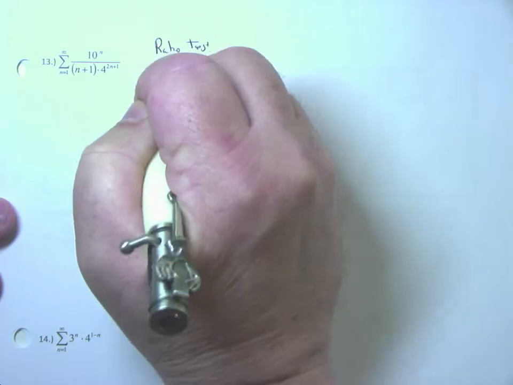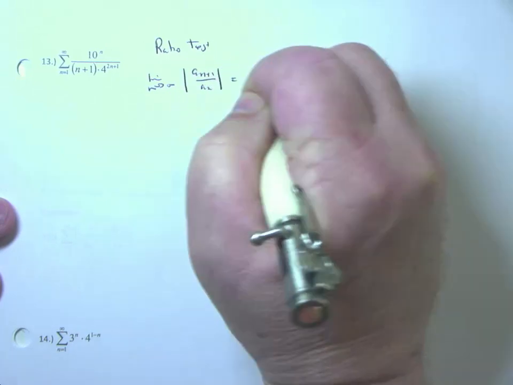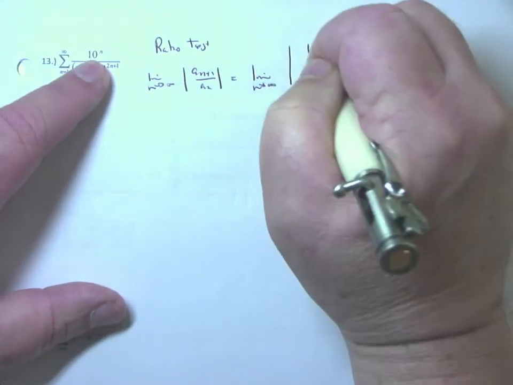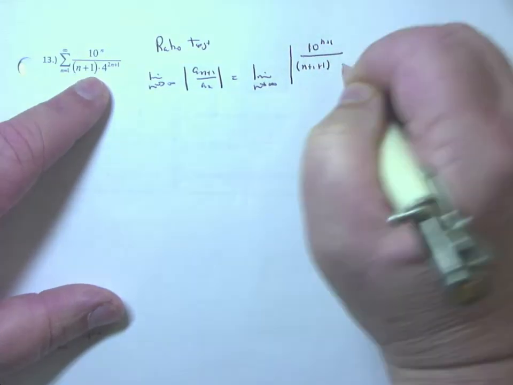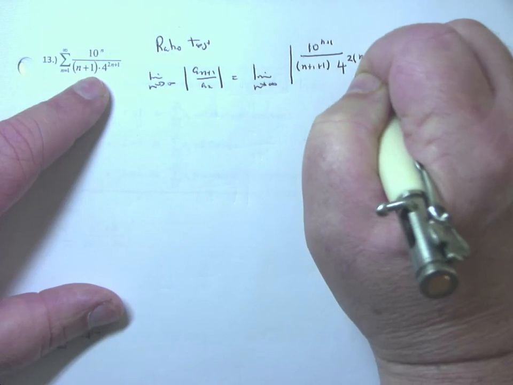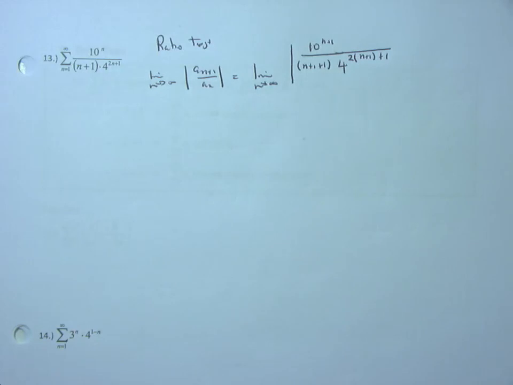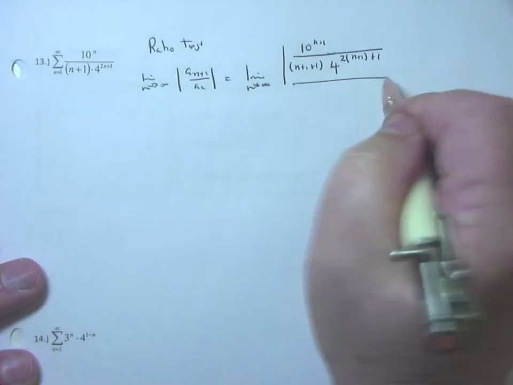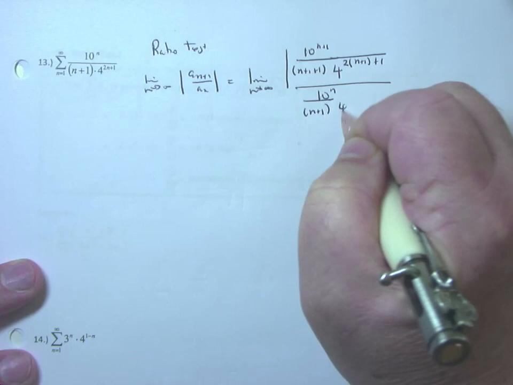So I'm going to take the limit as n approaches infinity of the absolute value of a n plus 1 over a n. This will be equal to the limit as n approaches infinity of the absolute value of a n plus 1, which will be 10 to the n plus 1 divided by n plus 1 plus 1, I'll clean it up later, times 4 to the 2 times n plus 1 plus 1. We've made this so nasty because I want to show you what plugging in n plus 1 for n actually looks like. I replace all my n's in the actual series with n plus 1, divided by a n, which is just 10 to the n over n plus 1 times 4 to the 2n plus 1.